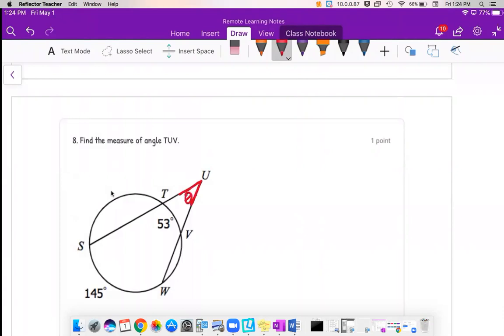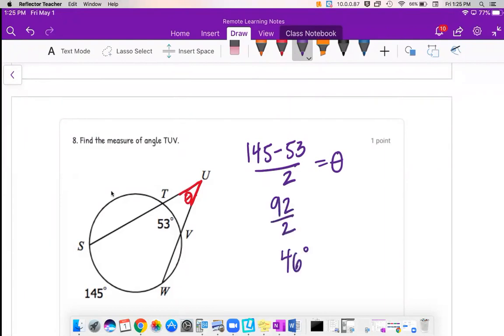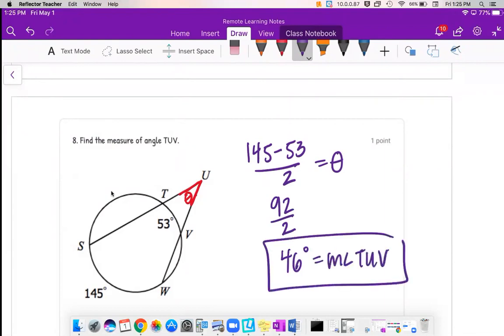So this angle right here. All right, so this one is intersecting outside and it is 2 secants. So this is the one where you take big arc, 145, minus small arc, 53, divided by 2, and that's going to equal your angle on the outside. So just do 145 minus 53, this becomes 92, divided by 2, that becomes 46. So your measure of angle TUV is equal to 46 degrees.